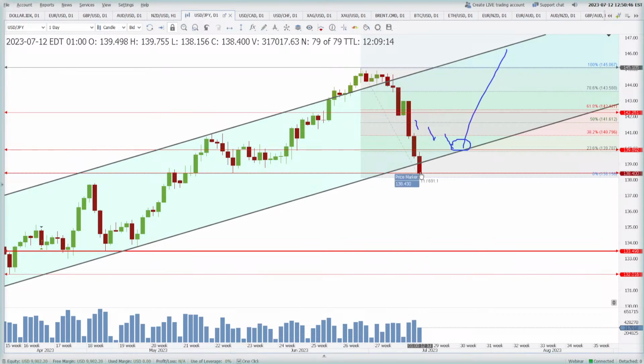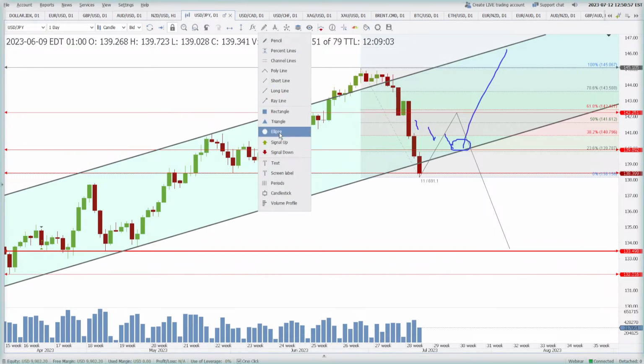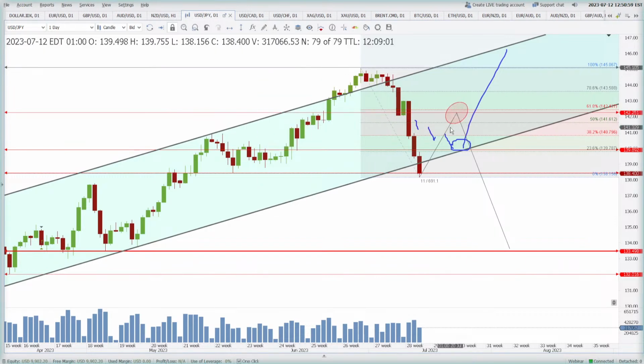But when will it start to sell off? Right now, or maybe after a pullback? A pullback will be a better idea, because I want to sell this market at the pullback, and I think this will be a good area to go short in this market.